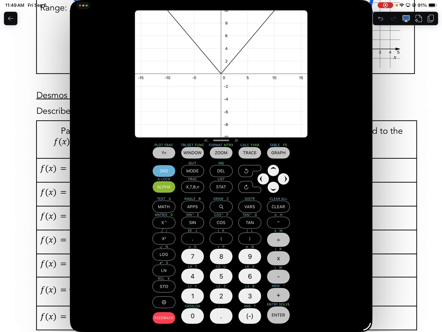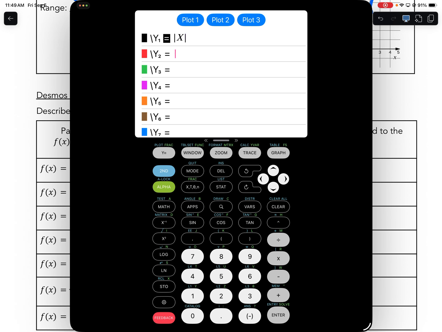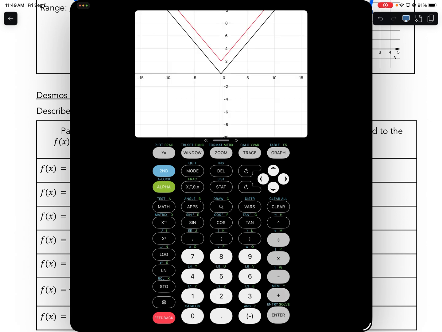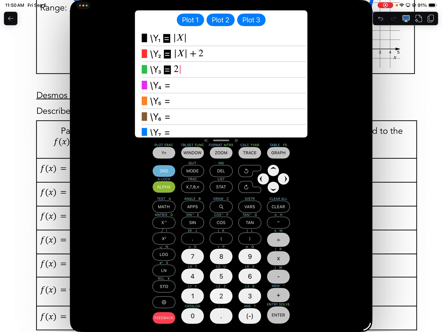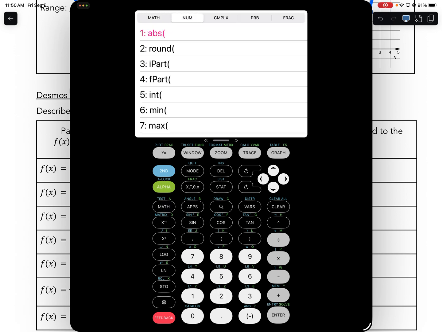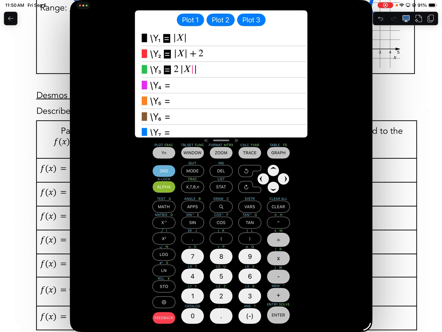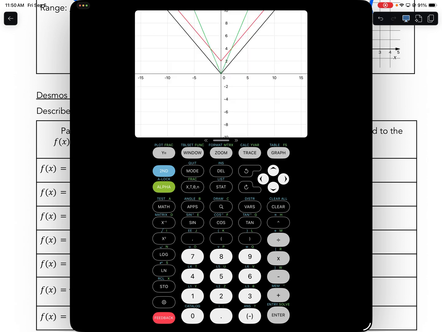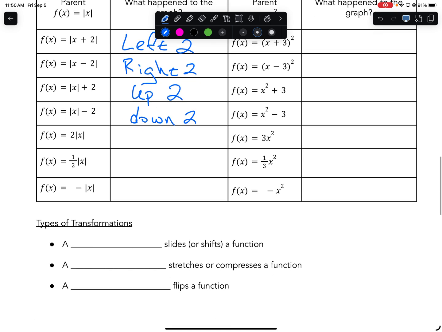So if we take that and then do absolute value of x and we do +2 after, then you hit graph. And the red graph is just adding the 2, right? So it just moves up 2. Now the green one's going to be 2 absolute value of x, just so you can see what they look like. Right, so the y values, they're doubling each time, right? So it's way skinnier. So that's called a vertical stretch by 2.